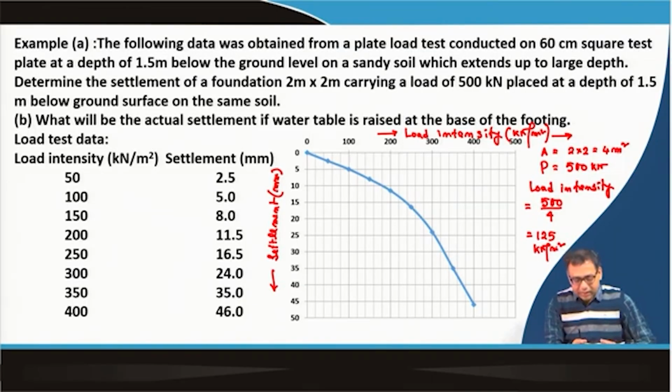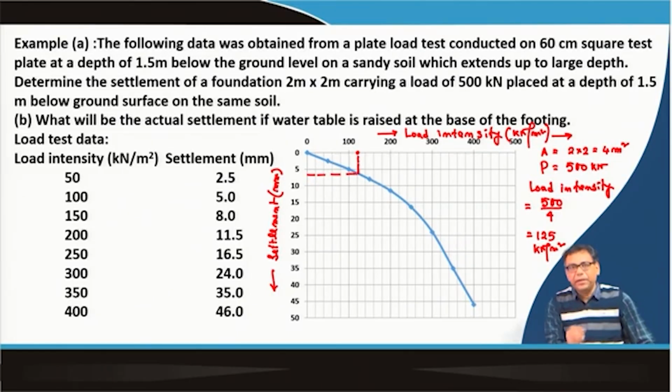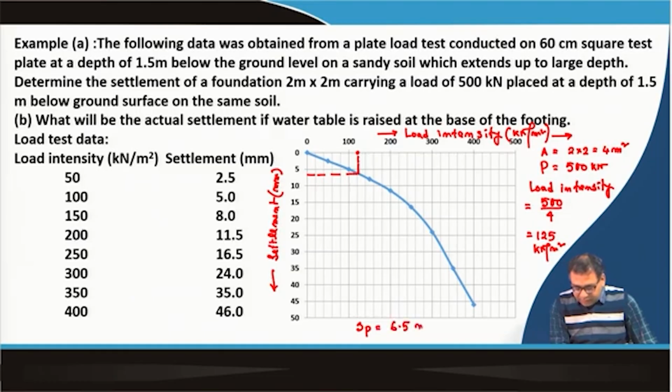So, as I have discussed, the settlement that we get for the plate as well as the foundation is for the same load intensity. That means the load intensity coming on the real foundation is what we use to determine the settlement of the plate. Here the load intensity is 125 kilonewton per meter square, so the corresponding settlement of the plate, this is 100, so this will be 125, the corresponding settlement will be around 6.5 millimeter.